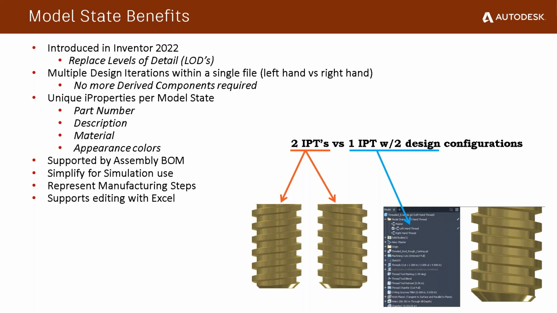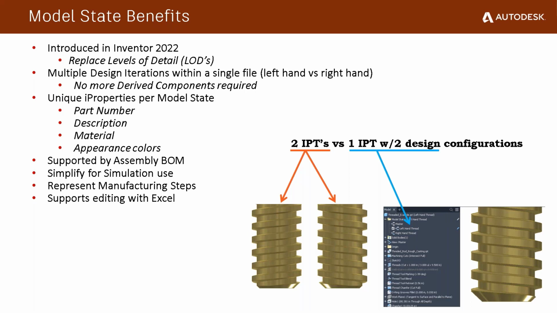Then we would derive it into a new part file and mirror it to create the right hand. That's out the window. You don't have to worry about incorporating derived components anymore. Derived components is still there, but it's not required for this to work. Another benefit is model states allow the incorporation of unique iProperties, part number, description, material, things like that for that particular model state. And again, all of this is self-contained in one IPT.